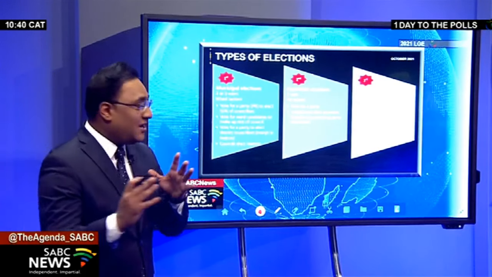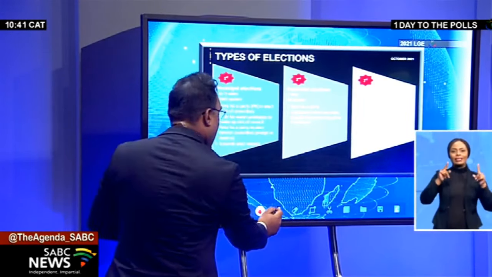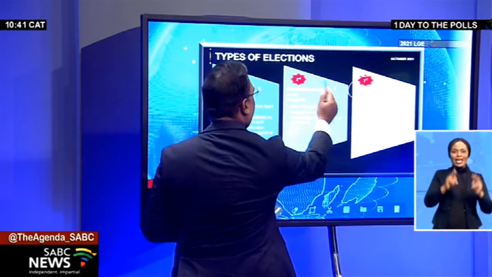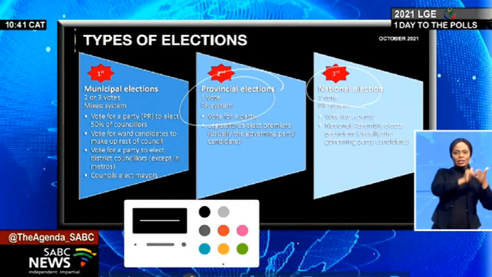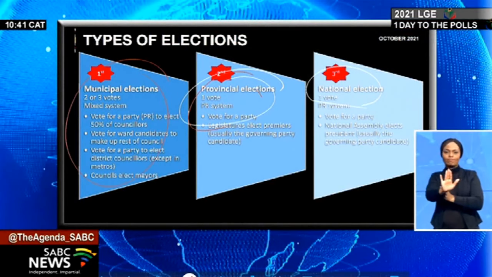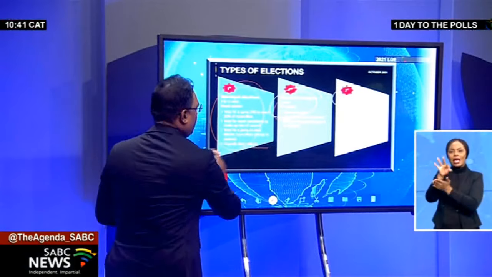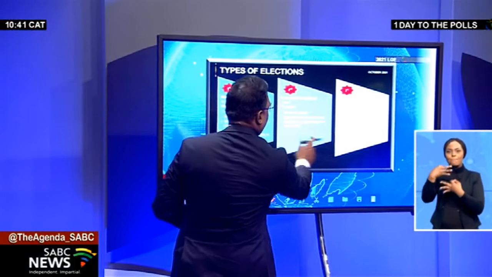So the various elections that we do cover is the national election. There we go. National election. We have the provincial election. And let's get you another nice color. So the provincial election. But this is what we're dealing with. The municipal elections. Voting day, you will receive 2 or 3 ballots. So let's have a look at the voting ballots.